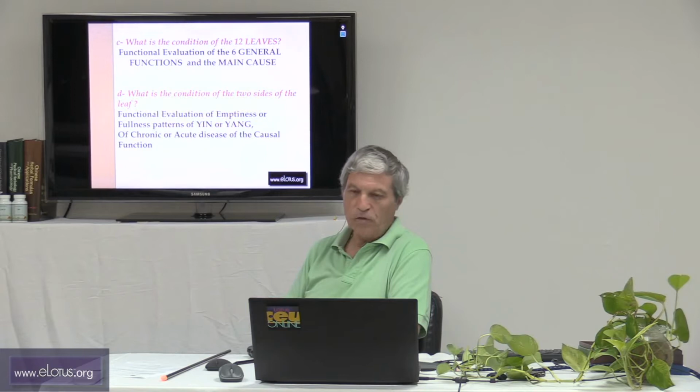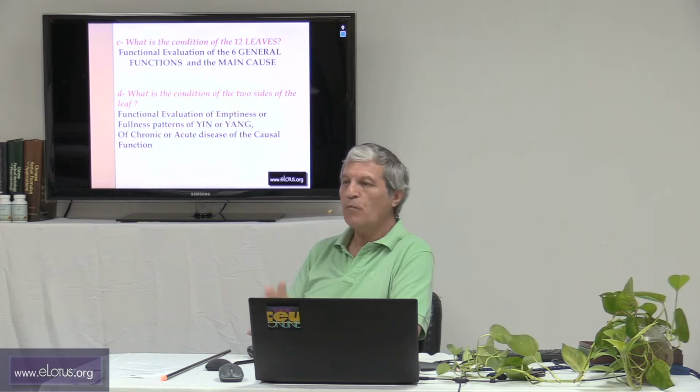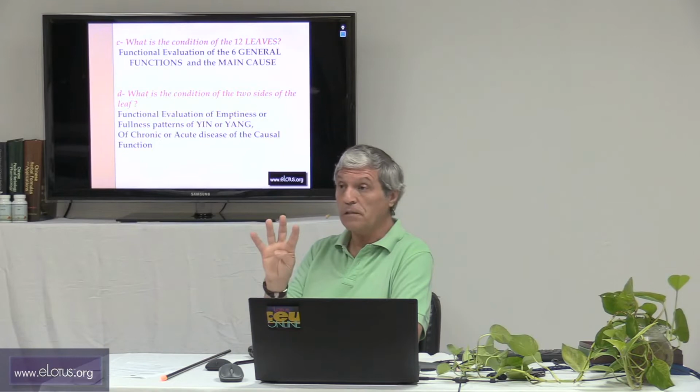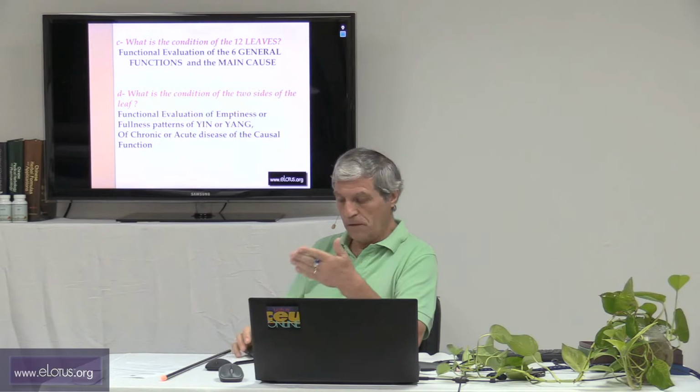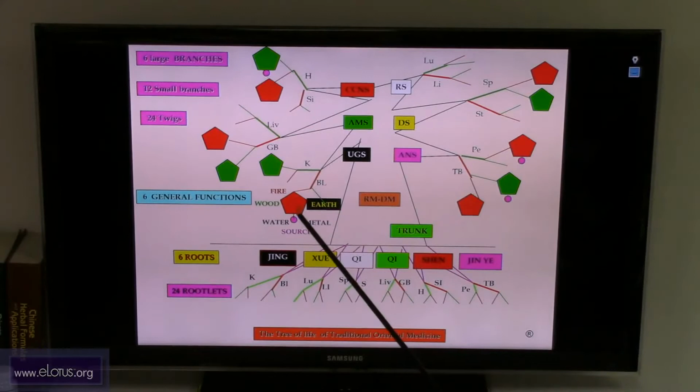When we have found the main cause, after that we have to know, is it chronic or acute? It's yin up or yang up, or yin down or yang down. There is a law. Every time we have laws, if you know the law, after that it's very easy to find the cause and the condition and the reason why. So every time we answer four questions. When you have your functional evaluation, first question, what is the state of the root? Second, the branch, the meridian. After that, what is the cause? Water, wood, fire, etc. And yin or yang of the main cause.